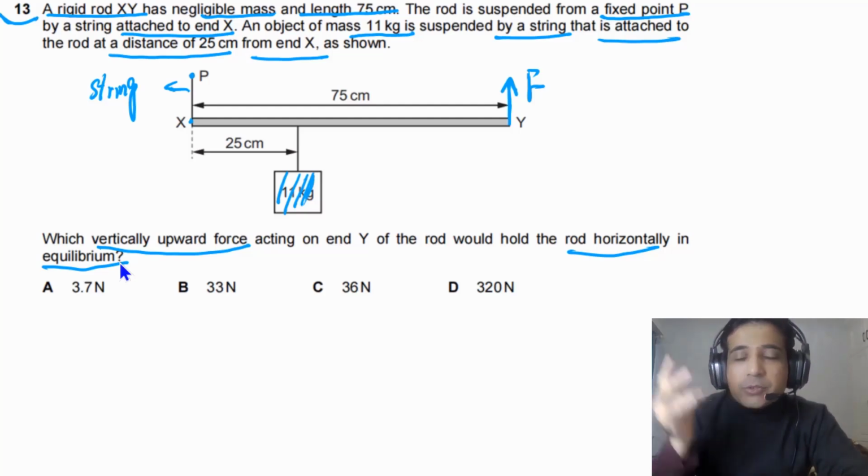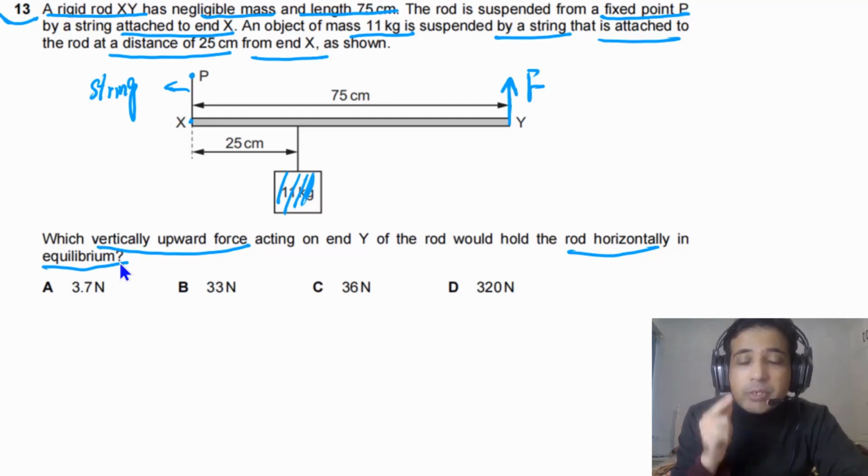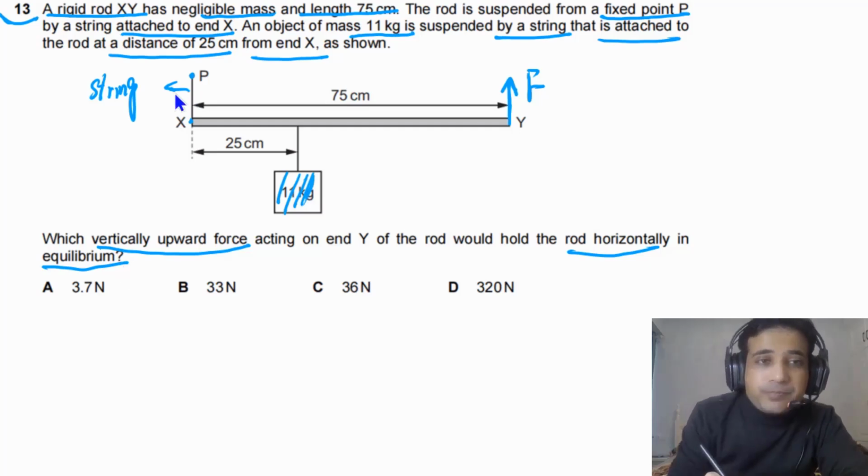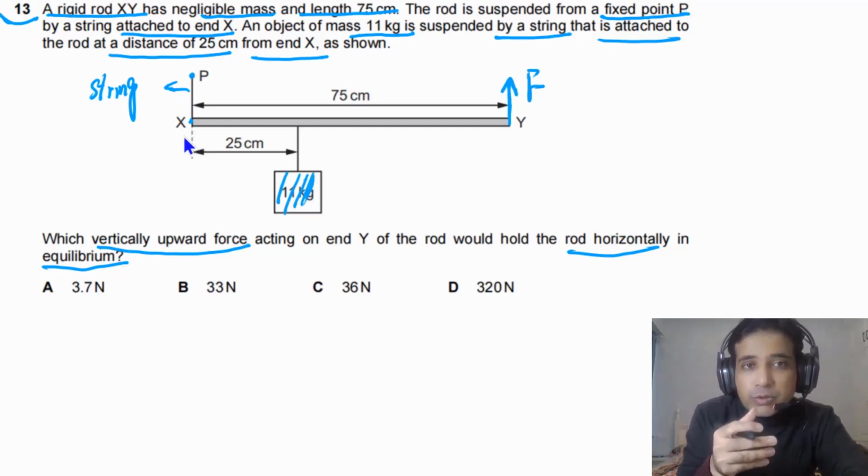So we have two conditions. First condition, net force in any direction has to be 0. The second condition, moment about any point has to be equal to 0. Means the net moment about any point has to be equal to 0. So we can use net force concept, or we can use net moment concept, and we can answer this problem. So we need to use a smart way to answer this problem.